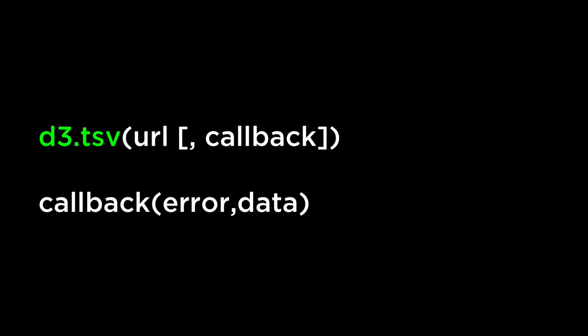The D3.TSV call will invoke the callback function with two arguments, the error and the data. The error, if it exists, is the error for why the request failed, and the data will be undefined. If no error, then the data will contain an array of parsed rows from the TSV file. The TSV parsed rows are the same as the CSV parsed rows.